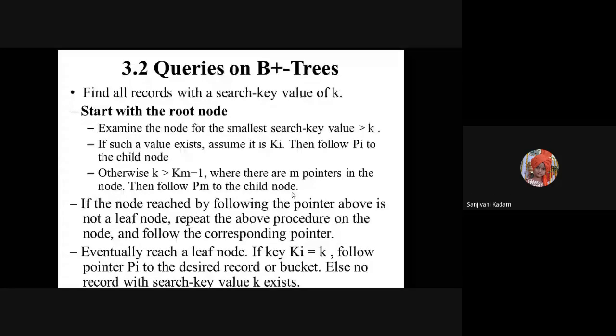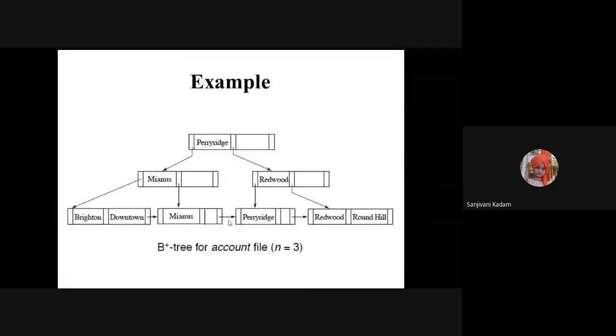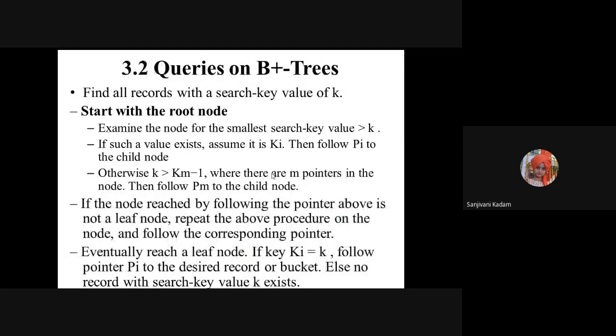So here it means that whatever may be the value, this is the value which is greater than the redwood, and we will follow this point. Okay, so let us read whether the next possibility is there. So the first possibility doesn't hold, as the search key value is not less than the k. Now otherwise, if k is greater than km minus 1, if redwood is greater than k-reach, where there are m pointers in the node, there is only one pointer, then follow pm.